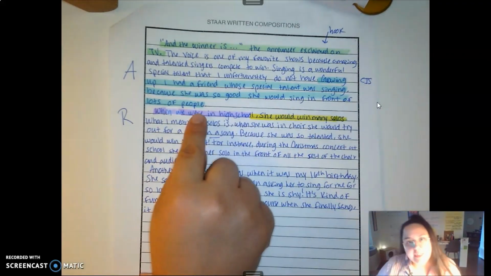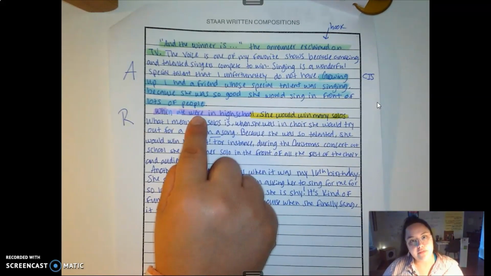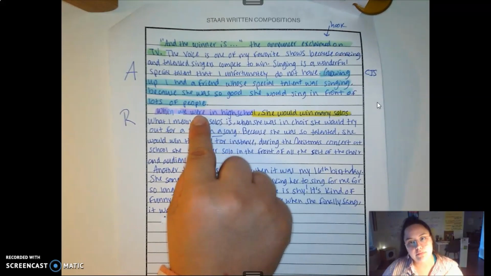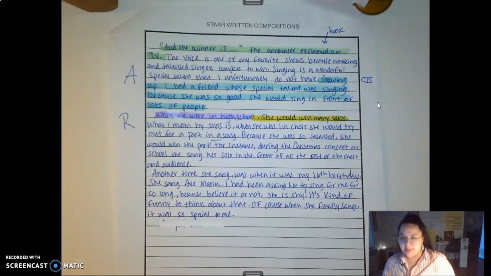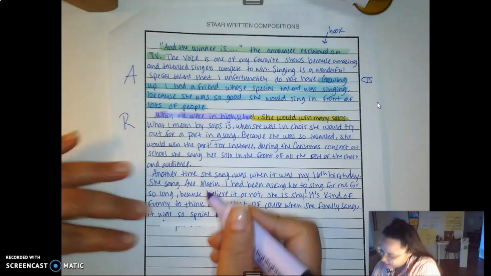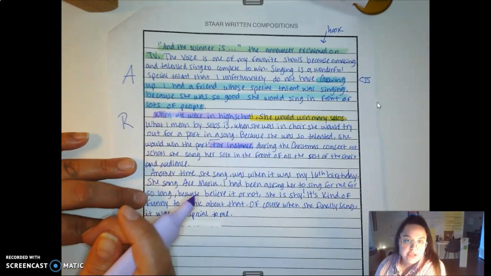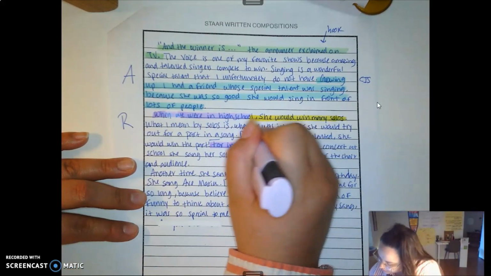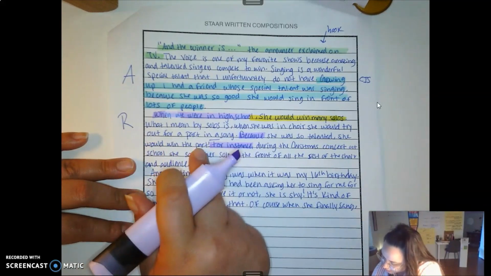So based on just this first sentence, my topic sentence, can you tell what the paragraph is going to be about? Yeah, it's going to be about her winning a solo or a time that she won a solo, which is why later on I say, for instance. That's another transitional phrase. Ooh, I see one more. Because she was so talented, she would win the part.